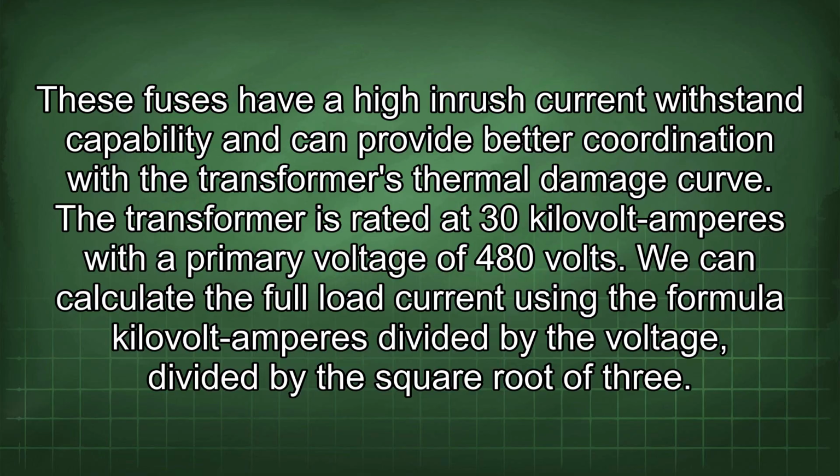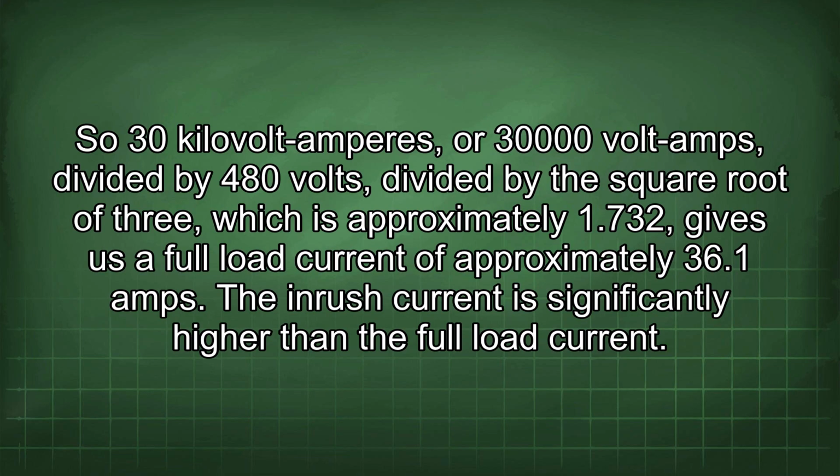The transformer is rated at 30 kVA with a primary voltage of 480 volts. We can calculate the full load current using the formula kVA divided by the voltage divided by the square root of 3. So 30 kVA, or 30,000 volt-amps, divided by 480 volts, divided by the square root of 3, which is approximately 1.732, gives us a full load current of approximately 36.1 amps.